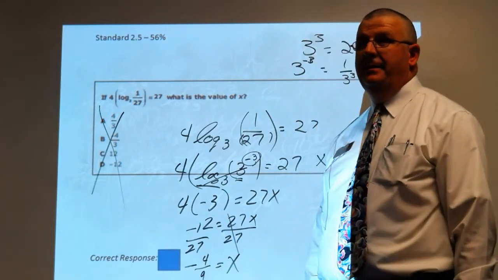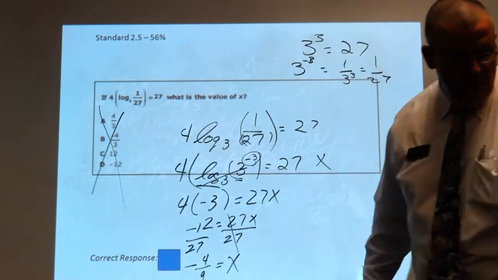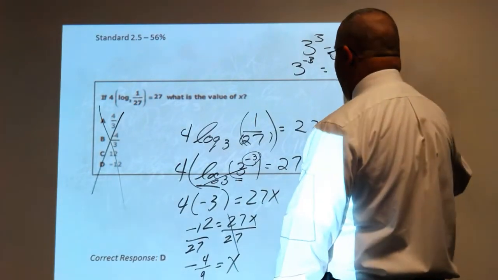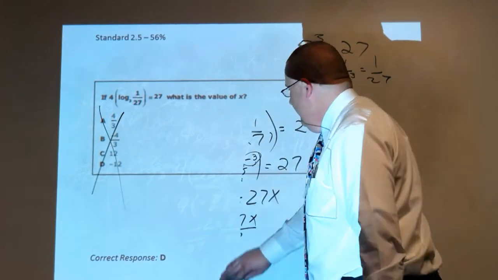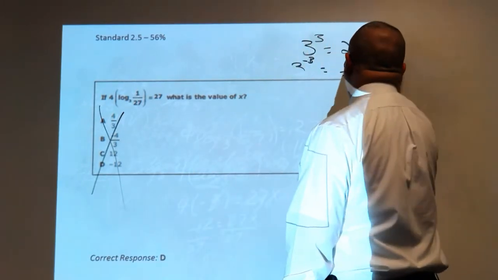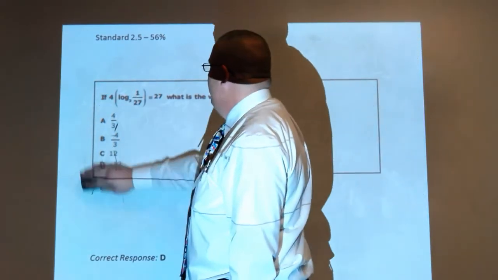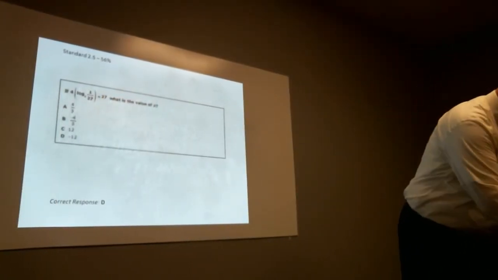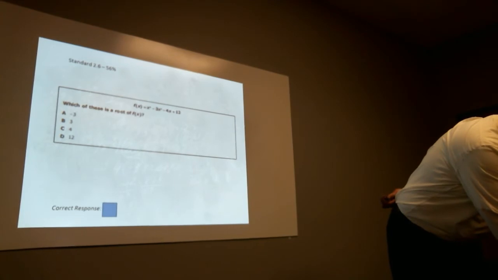What's the answer? I will reveal it, but it's not. Yeah, D, 12. They had 12 up there. You have 12 right there. Yeah, there was a 12 in there. This was one of their practice problems. In fact, I've seen several of these types of problems.